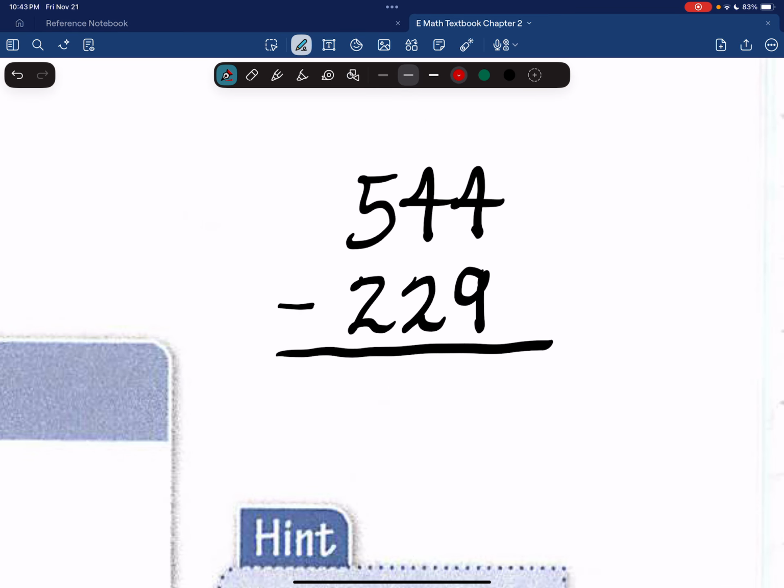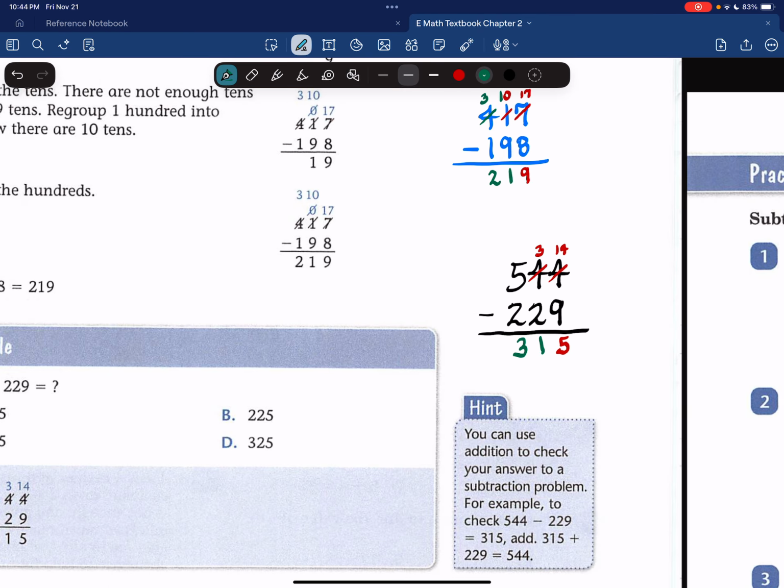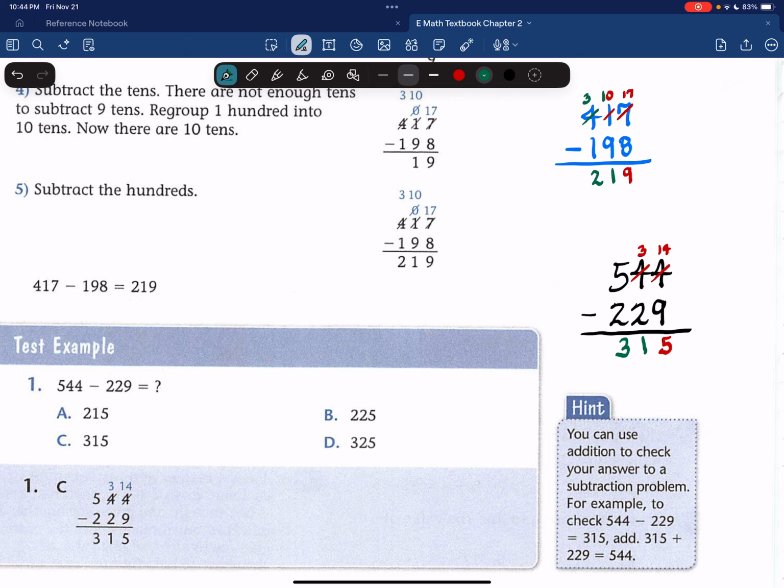Can't take 9 from 4, so let's borrow 1 and give to this one. Don't go crazy borrowing. Do it one at a time because sometimes you don't need to borrow. All right, 14 take away 9 is 5. 3 take away 2 is 1. I didn't need to borrow there. Then 5 take away 2 is 3. And so my answer is 315.